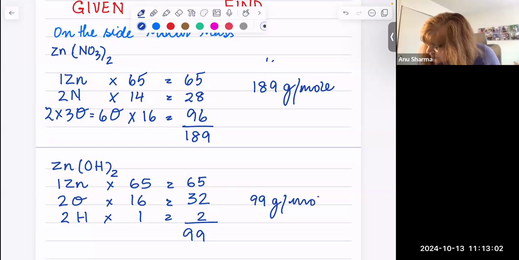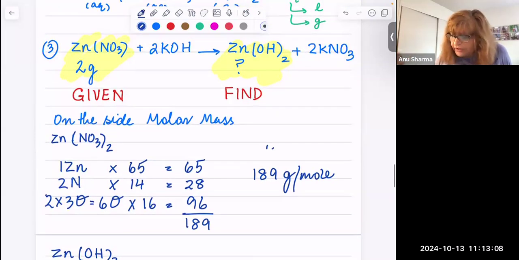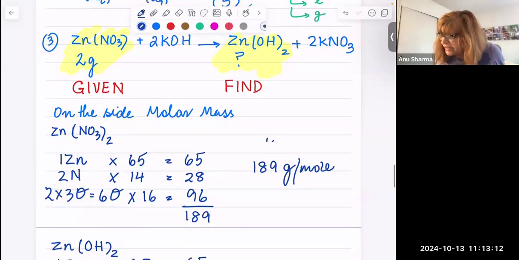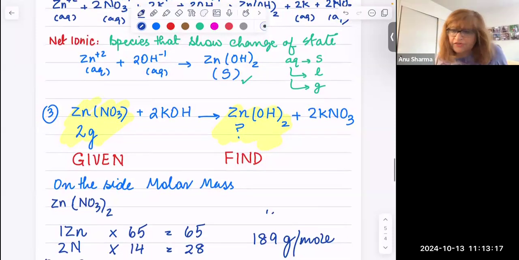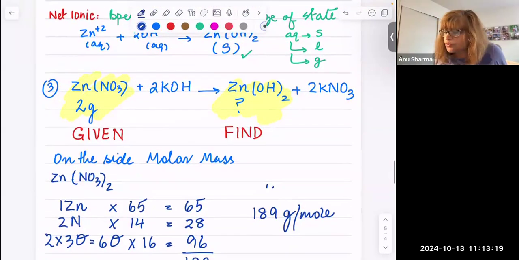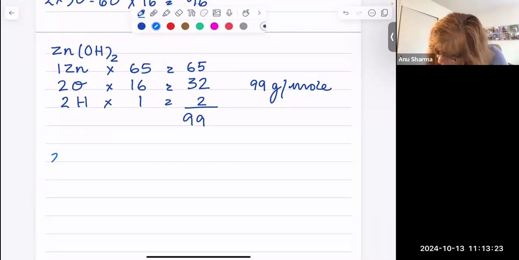So always do this on the side. You are going to get some credit for it, at least for doing this much, at minimum. Let's say you got confused and made some mistake somewhere. I'll tell you where the students make mistakes. So we are just focusing on two things, zinc nitrate and zinc hydroxide. We are given 2 grams of this and need to find the other one. So write down, 2 grams of what is given?